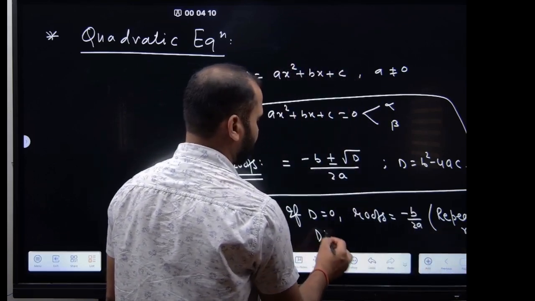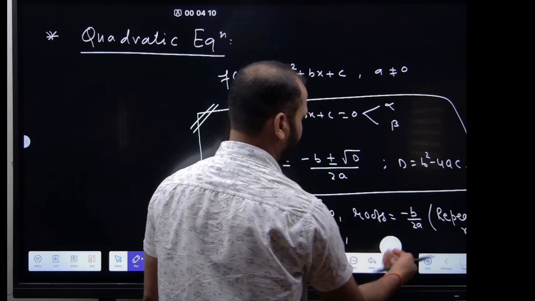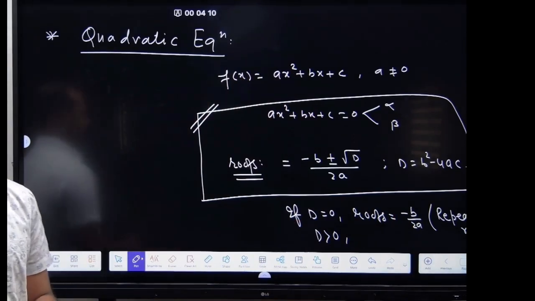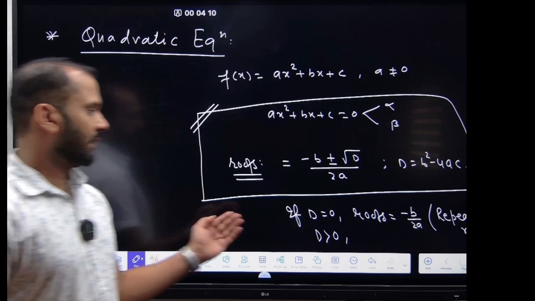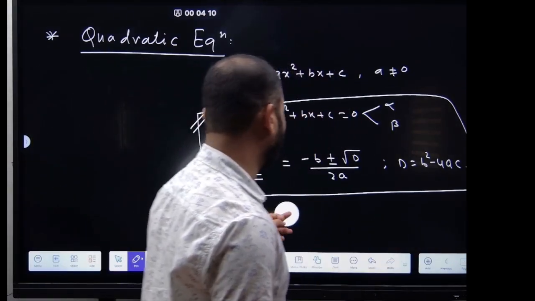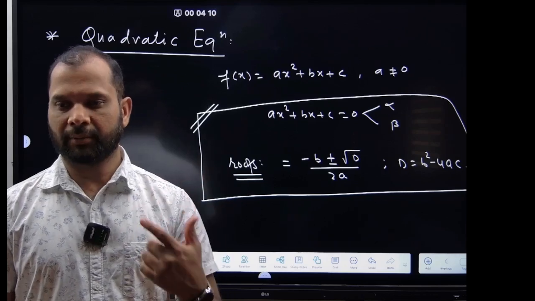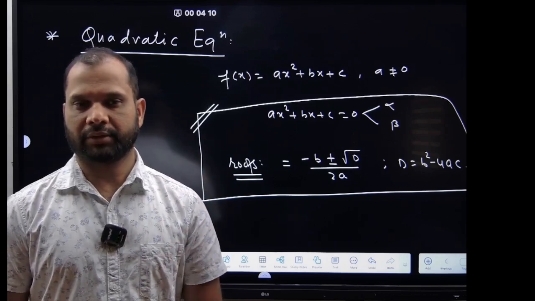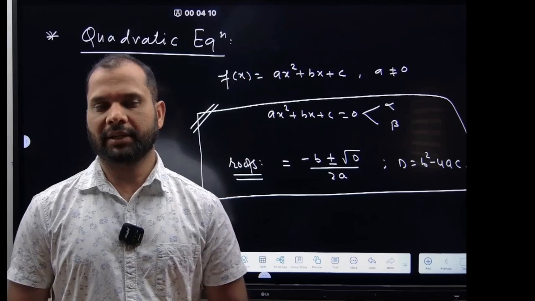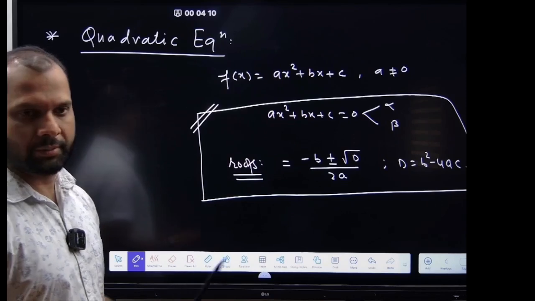Next, if D is greater than 0, what roots will you get? 2 roots you will get, alpha and beta, right. So, I will write that on the next page. First you copy this much. This much you copy and then we will move to the next. Maybe you know splitting the middle term also, that is another method to calculate the roots. This method is more general. Should I move to the next slide?